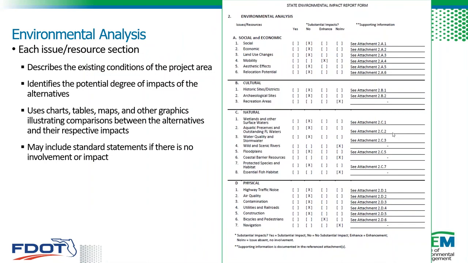So the supporting information for each of these resources should describe the existing conditions of the project area. They should identify the potential degree of impact of the alternatives, including the enhancements, not only due to the alignment, but also for areas within the project area, maybe those proposed drainage structures or stormwater ponds. There should be charts, tables, maps, and other graphics that illustrate the comparison between alternatives. There are also some standard statements that are available for specific resources that may be used if there's no impact. And these are all available in these individual Part 2 chapters.